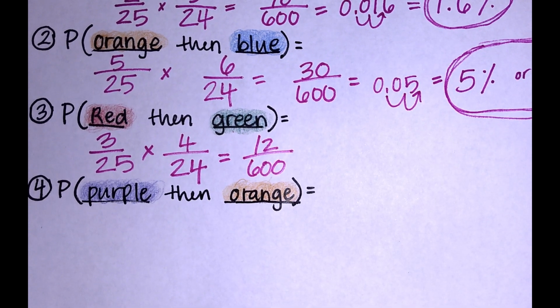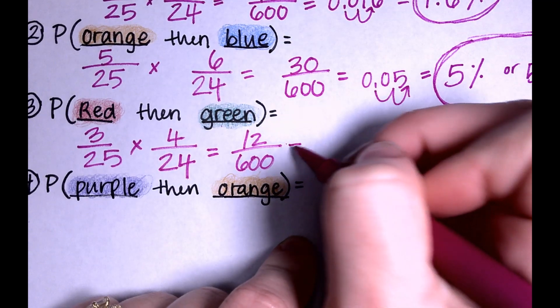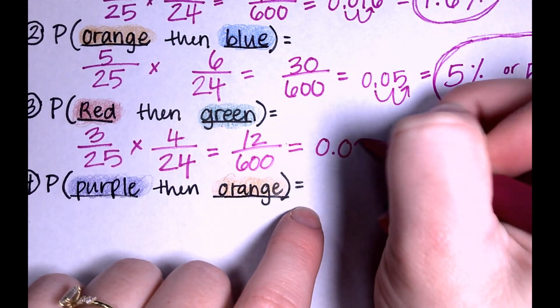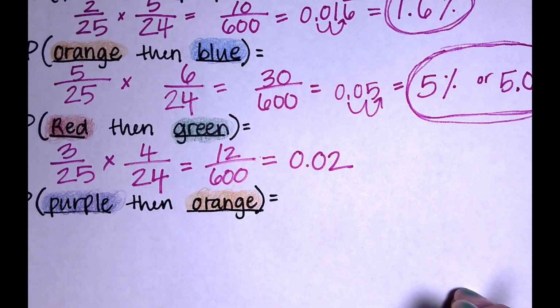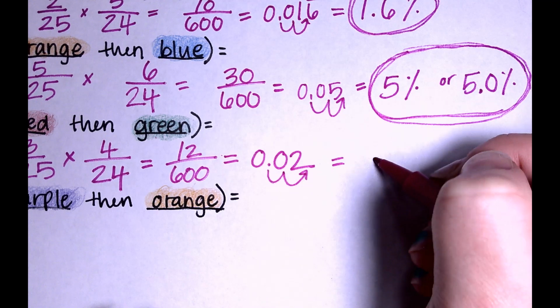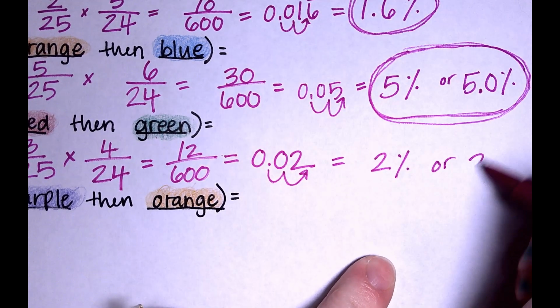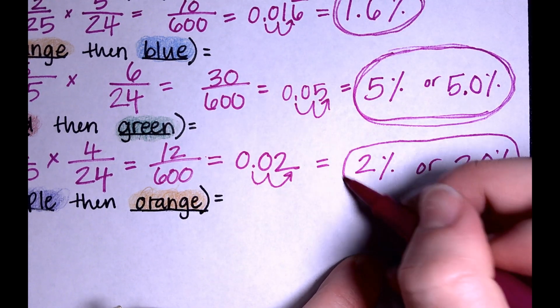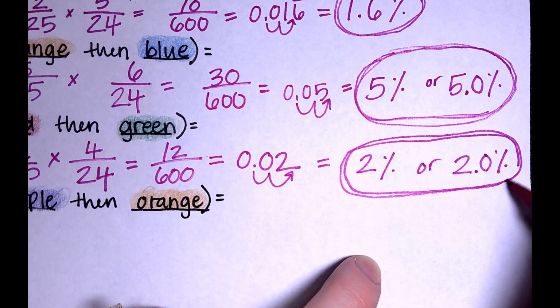Okay. And this one's going to be similar to number 1 just because the number is so close. 12 divided by 600. What'd you guys get for your decimal? Perfect. 0.02. And our percentage? 2% or 2.0%. Both are correct. Very nice.